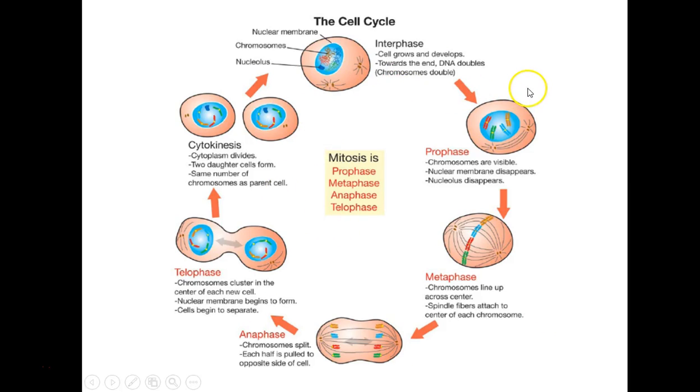So take a few minutes with this diagram. This is the entire cell cycle. We have interphase, then we have the 4 phases of mitosis in red, and then we have cytokinesis. This is on the other note sheet. Please go ahead and label this so that you know what's going on in each of these phases.